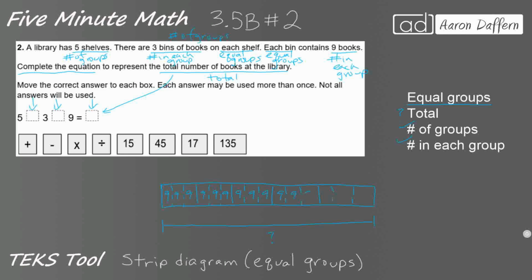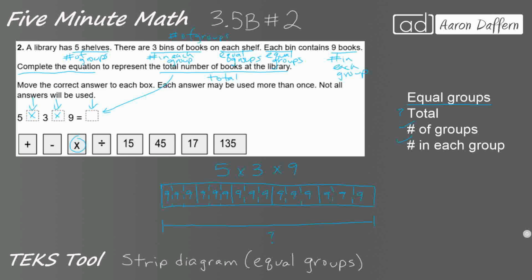If we wanted to write an equation, how would we do this? Well, there are 5 shelves, and each of those shelves has 3 bins. So we would see that we're going to multiply that by 3. But then inside each of those bins, you have 9 books, so we have to multiply it again. We would need this multiplication right here in both of these spots.